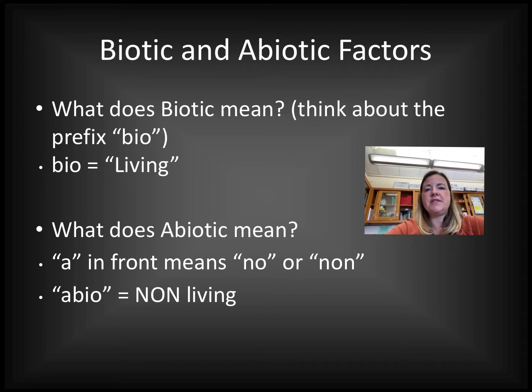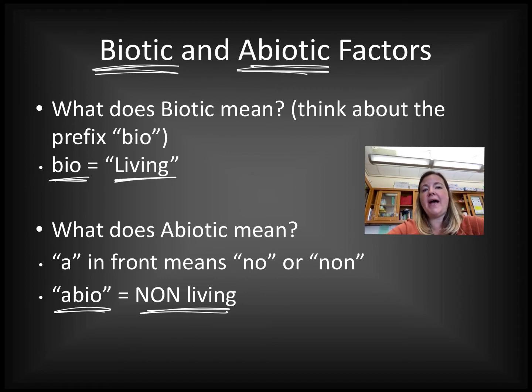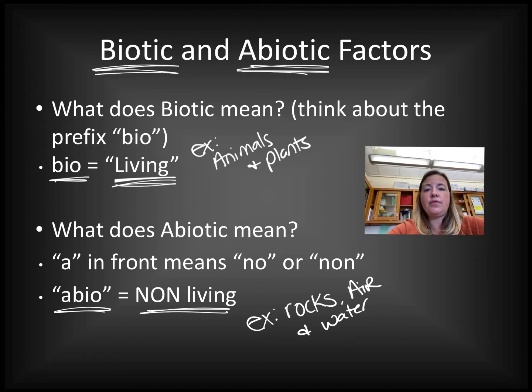You should know the difference between biotic and abiotic. Abiotic factors are factors that are non-living, while biotic factors are factors that are living. The prefix of bio means living. So when we think of biotic factors, we want to think of things such as the animals and plants in the environment. When we think about abiotic factors, we want to think about the non-living factors, such as the air, the rocks, the water. Those things are all non-living.